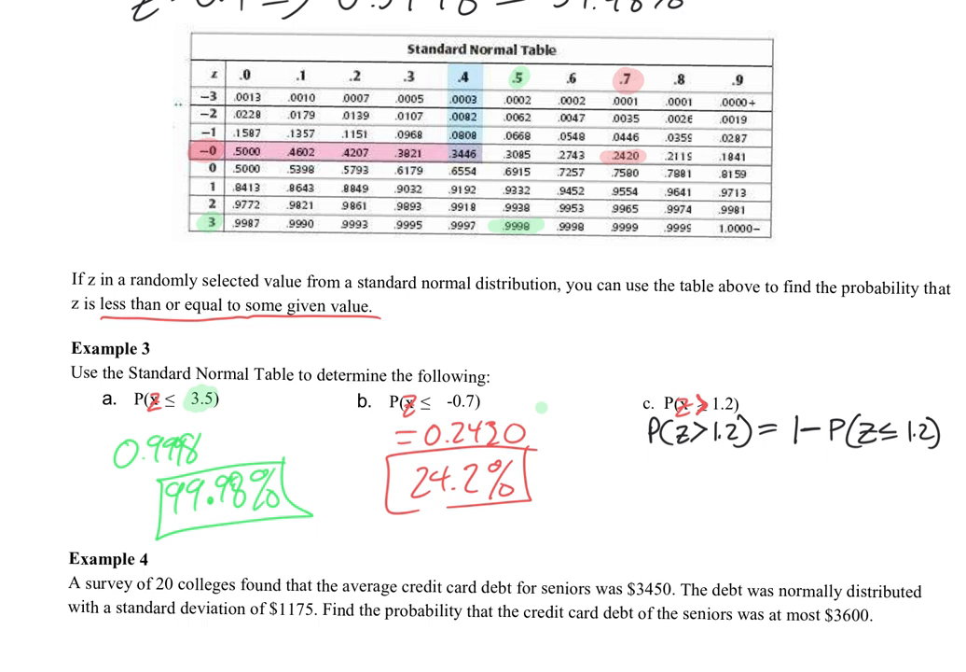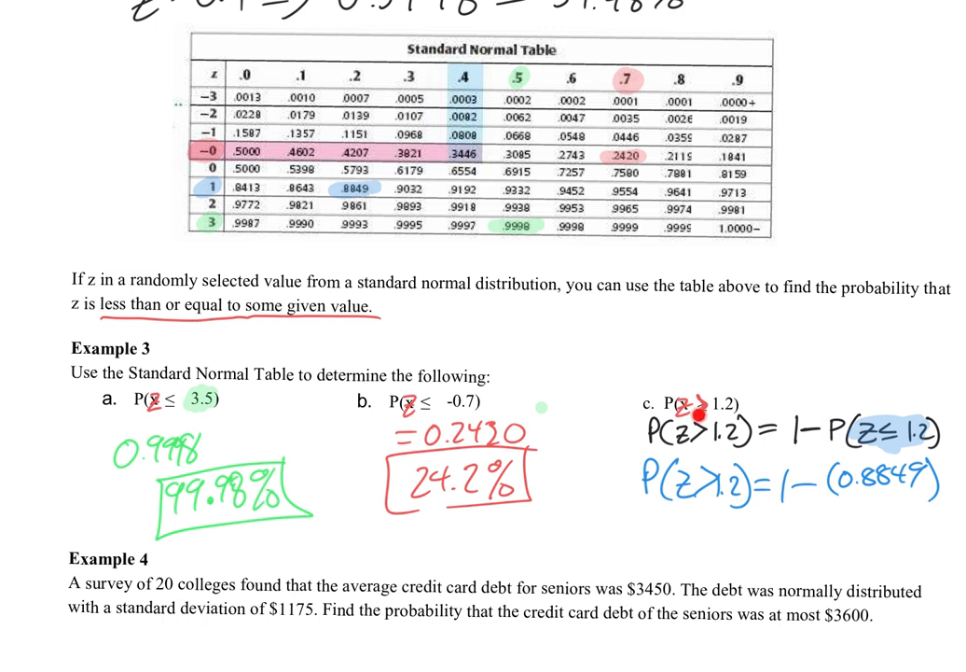So since this chart gives us less than or equal to, we're going to find less than or equal to and subtract it from 1. So let's go ahead and do that. Let's find when the z-score is 1.2. So here's the 1, here's the 0.2. And so essentially we found this part to be 0.8849. But remember, that's not what the question is asking. It's asking for the probability that z is greater than 1.2. So I'm going to do 1 minus that.